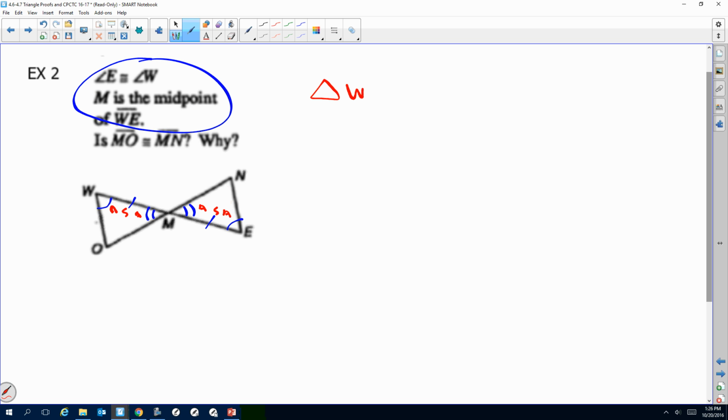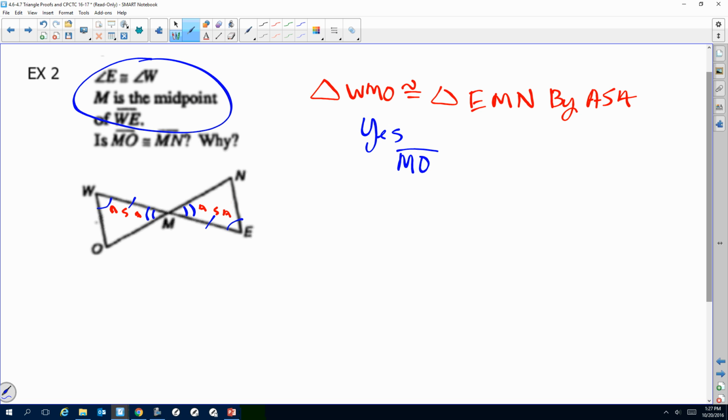So I can say triangle WMO is congruent to triangle EMN by angle, side, angle. Now that we know that they're congruent, we can say yes, MO is congruent to MN by CPCTC. You must state the triangles are congruent before you can say anything about the parts. Make sure we have that.